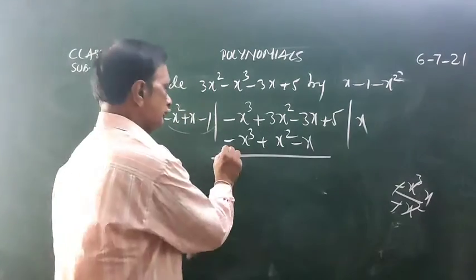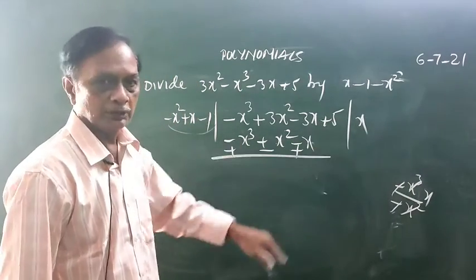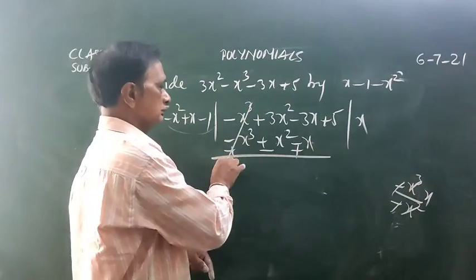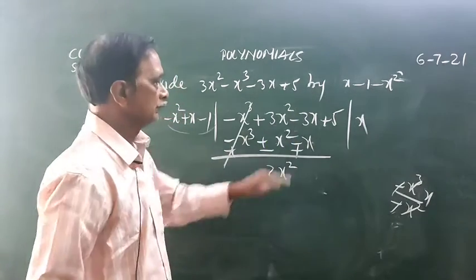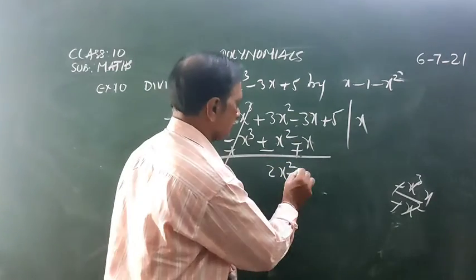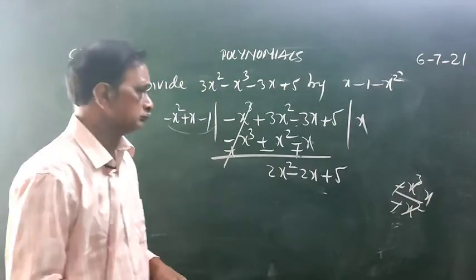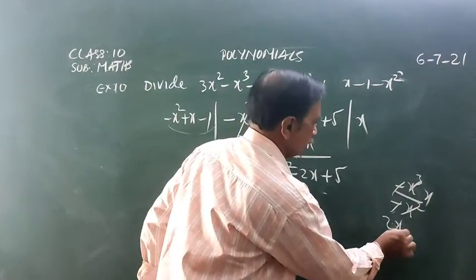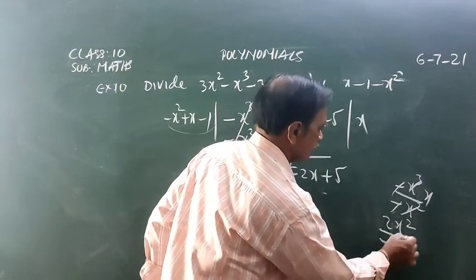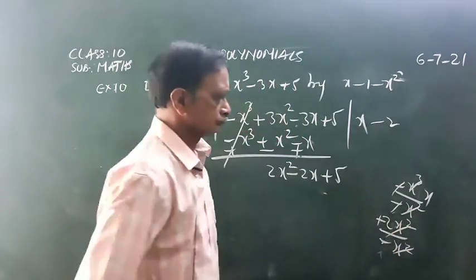Subtract. Plus, minus, plus. You have to change the symbols of the terms of the second row. Cancel. 3x square minus x square gives what? 2x square. Minus 3x plus x equal to what? Minus 2x plus 5. Now, again divide the first term of the dividend by the first term of the divisor. 2x square by minus x square, minus 2.